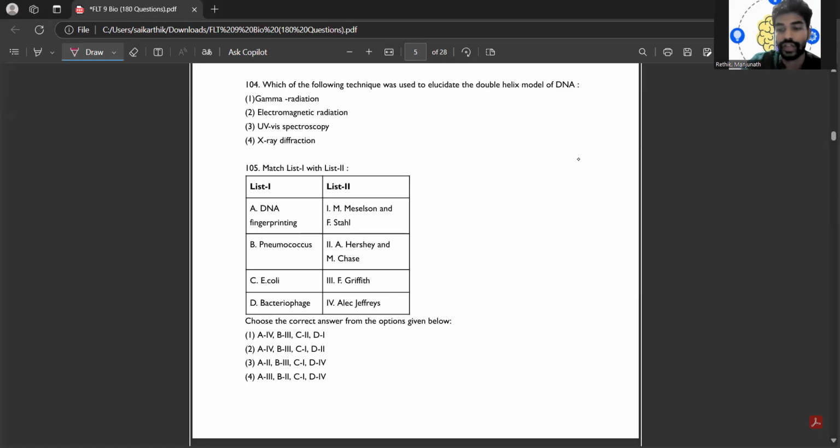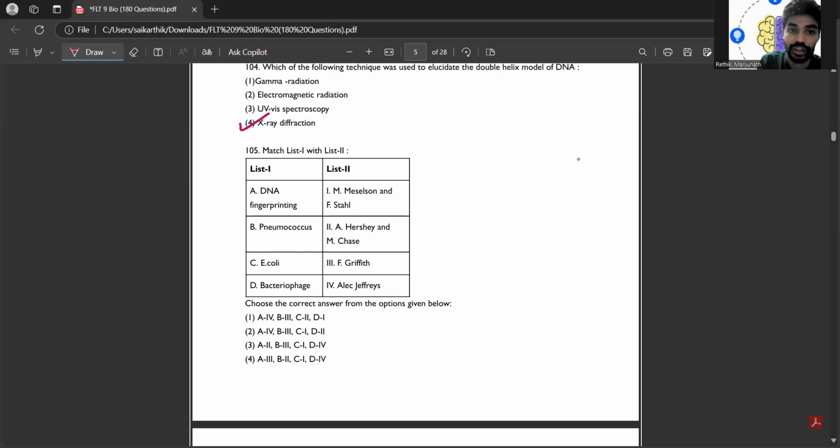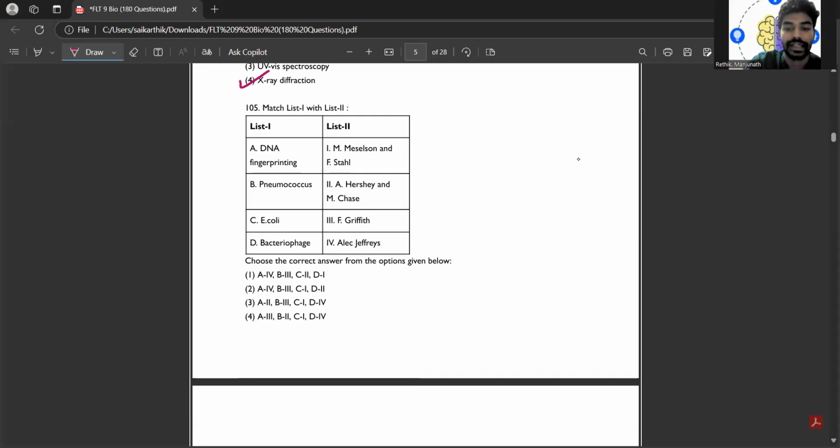104. Coming to 104, which of the following techniques was used to elucidate the double helix model of the DNA? Do you remember anything? Yes, it was actually X-ray diffraction, right? So it was used to elucidate the double helix model of the DNA. Good. So 105: DNA fingerprinting was actually developed by Alec Jeffreys.